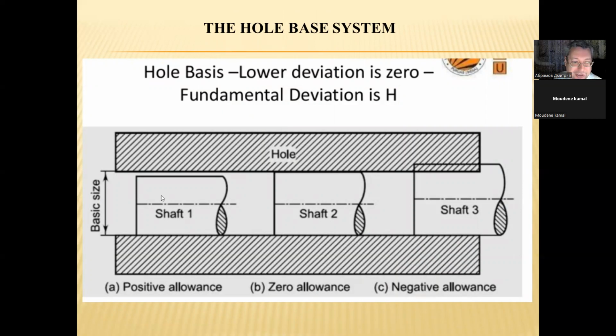And we change the dimensions of the shaft in a hole basis. We change the dimension of the shaft, and we have positive allowance, 0 allowance, and negative allowance. It's clearance fit, transition fit, and interference fit. We change the dimensions of the shaft in the hole basis.